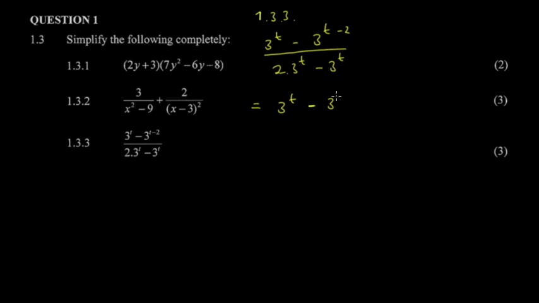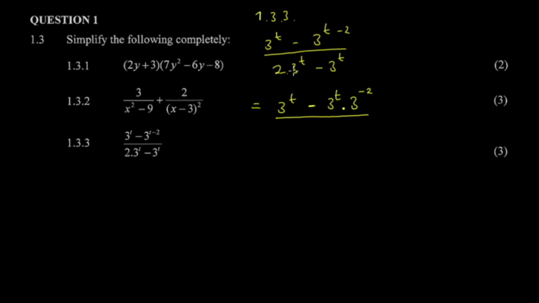Here would be 3 to the power t multiplied by 3 to the power negative 2. You're just doing the reverse of what the laws of indices tell you. Normally if you had 3 to the power t multiplied by 3 to the power negative 2, you'd have 3 to the power t minus 2. And so we just did the reverse there. And here 2 times 3 to the power t minus 3 to the power t.